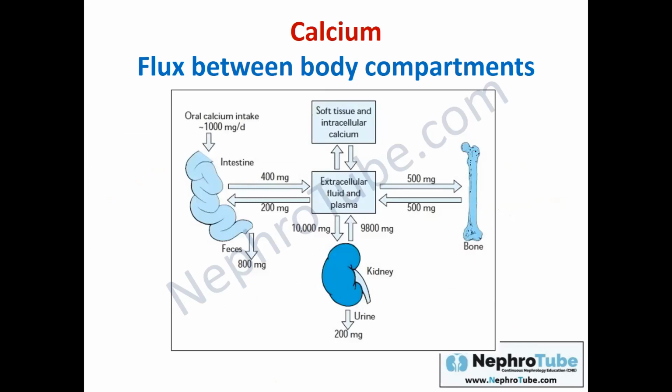So there is a balance and flux in both directions between the extracellular fluid and the plasma, with the bone, kidney, and gastrointestinal system, plus the soft tissue and intracellular calcium. All of these work to maintain the normal serum calcium level.